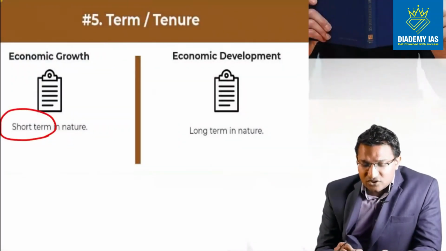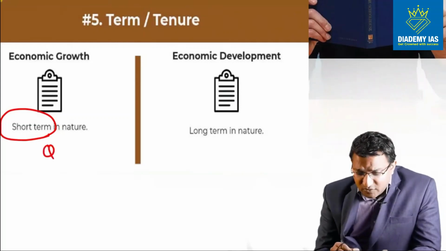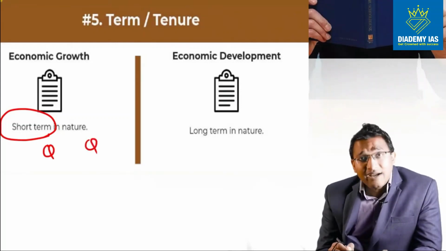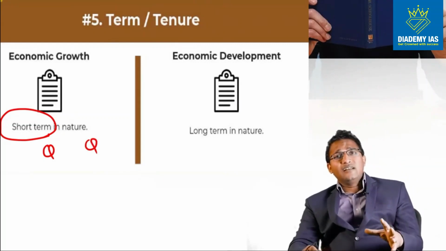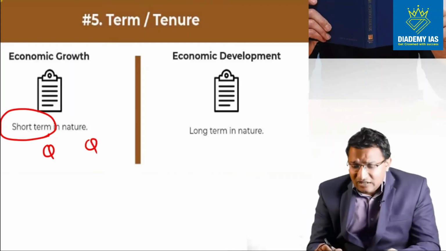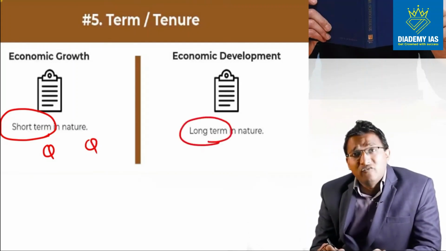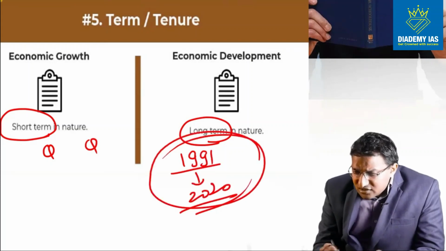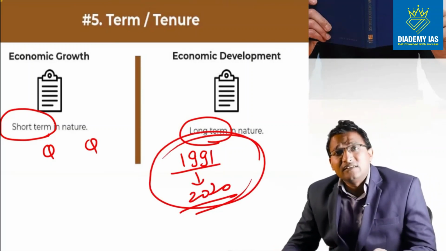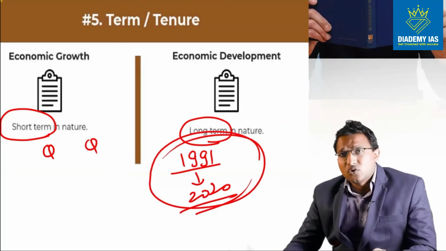Economic growth is short term in nature. We actually trace economic growth from quarter to quarter, right? Between quarters there can be a difference in the economic growth rate. As far as economic development is concerned, it is talking about the long term. So we always compare what the economic development was in 1991 and what it is in 2020. This difference we can see only in the case of economic development. In the case of economic growth, this kind of comparison is not required. Economic development takes a lot of time to happen.